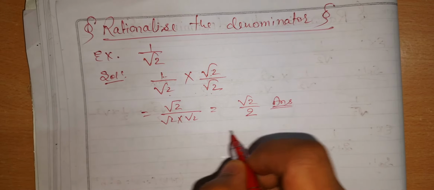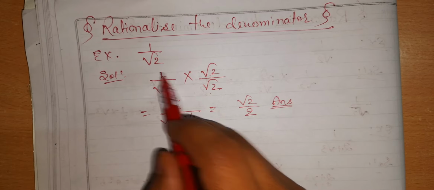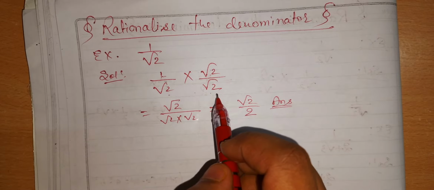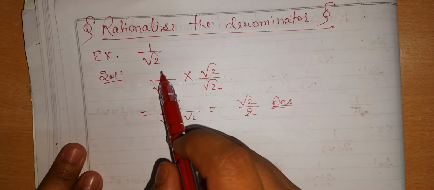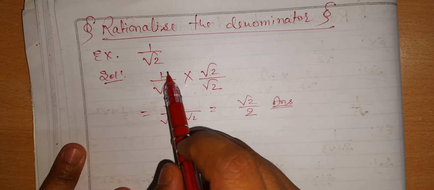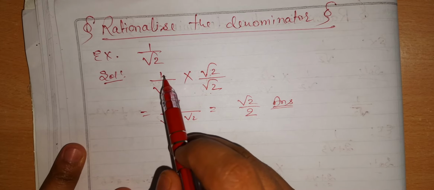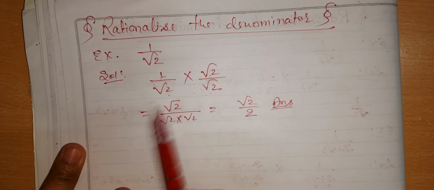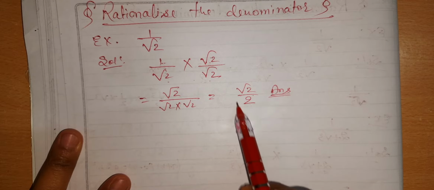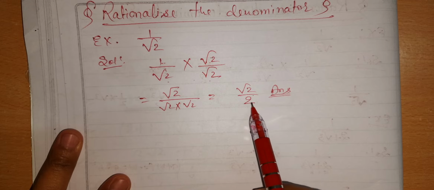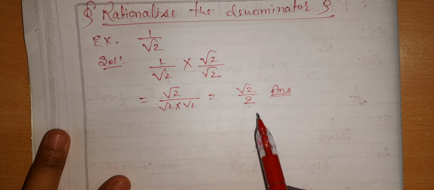What have we done? Whatever number is written in the denominator, we will multiply as well as divide by it. Actually we just want to write this 1 by root 2 as an equivalent expression in which the denominator is a rational number. Now if you observe, you will find that the denominator is a rational number.